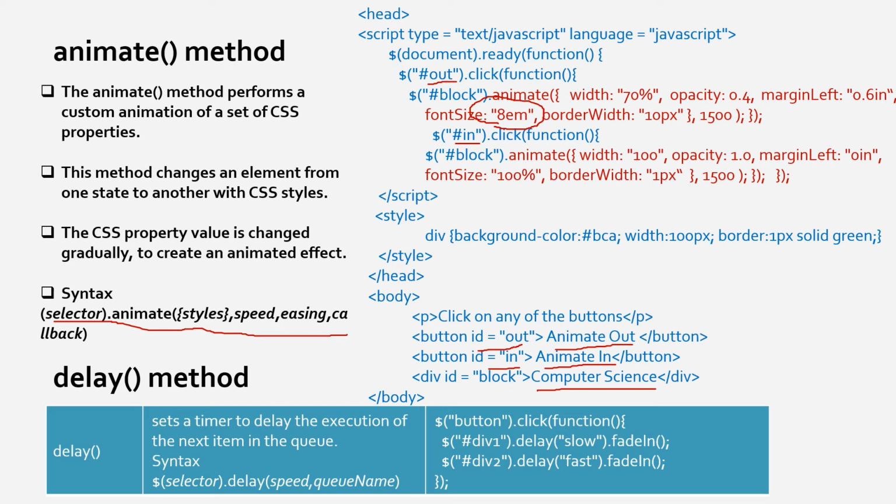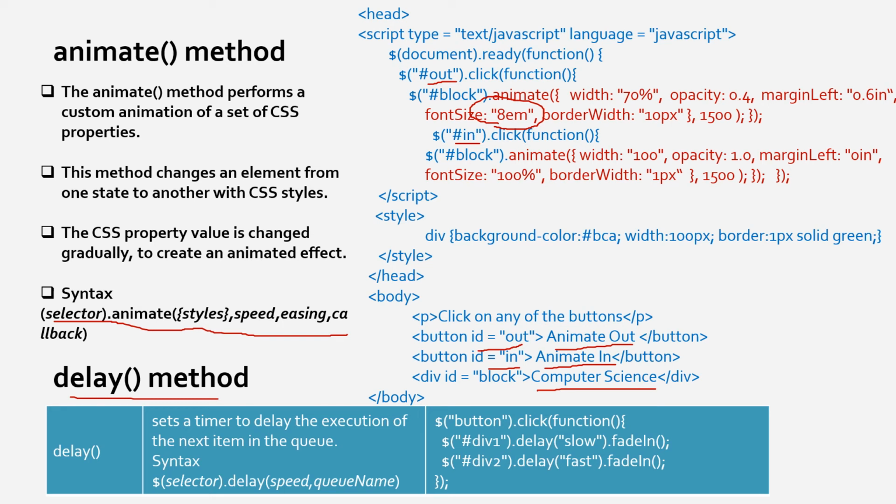Demonstration we will see in the next slide. Now we are going to discuss the delay method. The delay method is used to set a timer to delay the execution of the next item in the queue. Delay we can use with fade in, fade out, show, hide and others according to our convenience. Wherever you want a delay, we can use it.